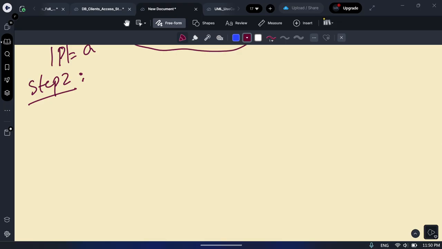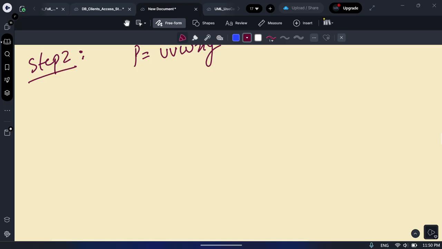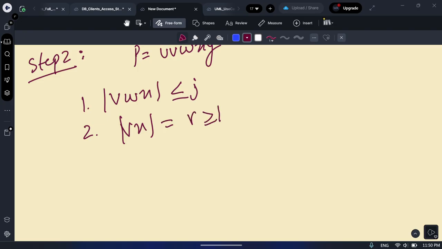according to the lemma, the opponent splits the string into 5 substrings. For example, p is equal to u, v, w, x, and y, such that they satisfy the following structure constraints, where the length of v, w, x is less than or equal to the j that he decided, and the length of v and x is equal to r, greater than or equal to 1. We know that these two will get pumped.